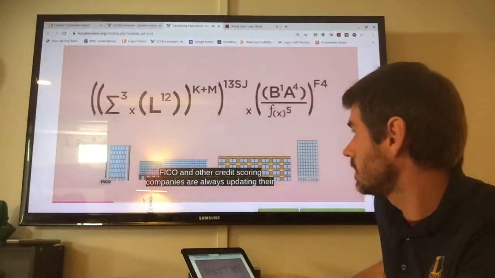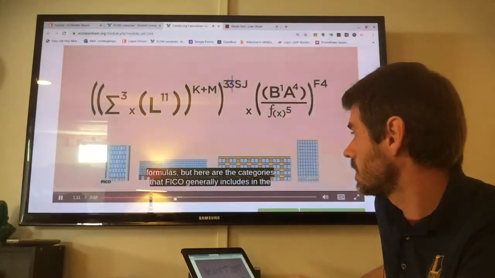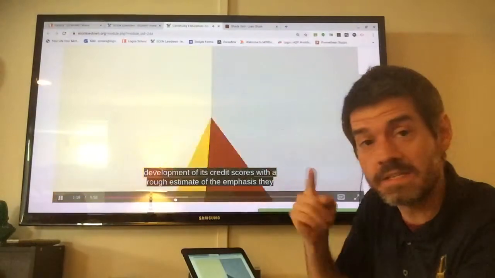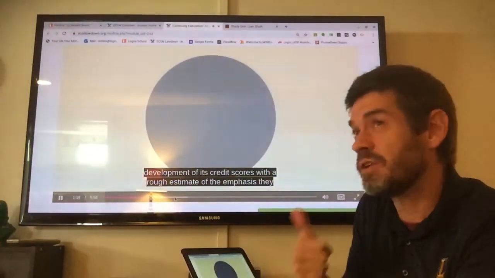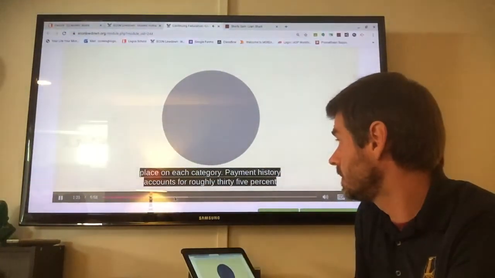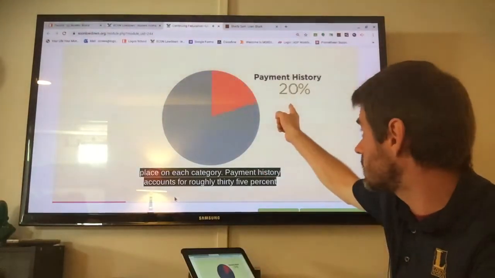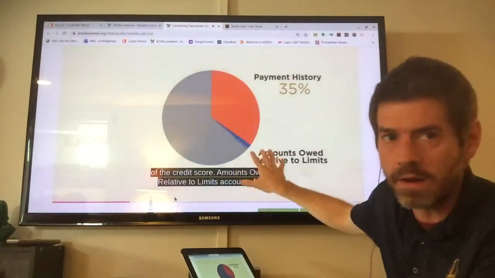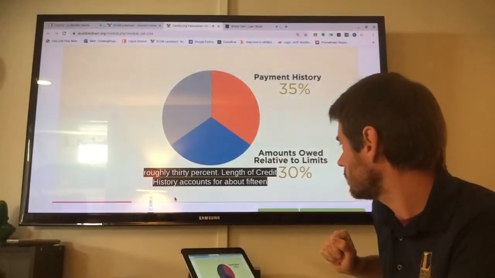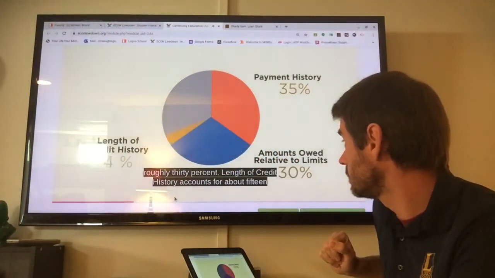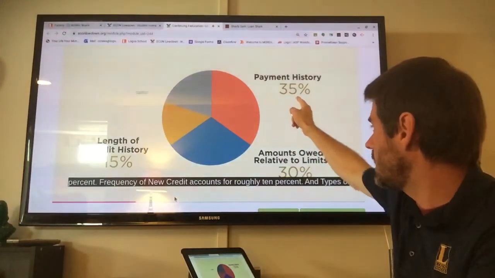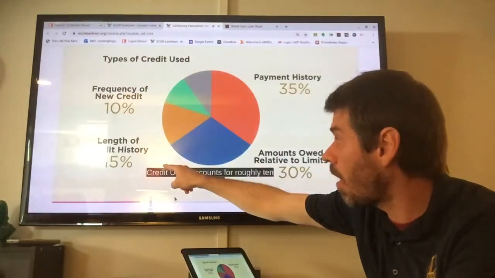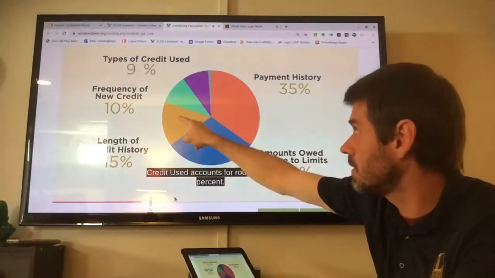FICO and other credit scoring companies are always updating their formulas, but here are the categories that FICO generally uses. This is important because it is going to tell you how you could have a good credit score or a bad credit score. Payment history accounts for roughly 35% of the credit score. 35%. This pie chart is very important right here. Amounts owed accounts for roughly 30%. Length of credit history accounts for about 15%. So how well you pay your bills, how much you owe, new credit accounts 10%, and types of credit about 10%.